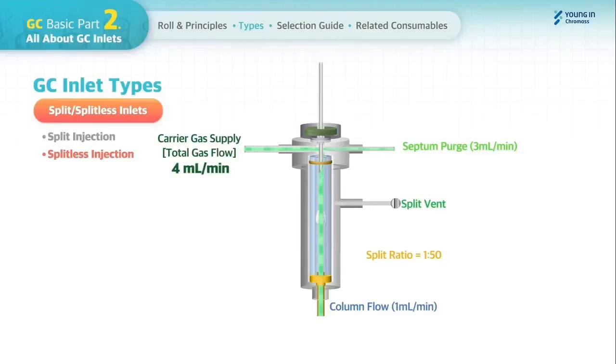After sample injection, the sample will remain for a while in the liner and then enter the column. Before the split on time, the split vent line is closed. Once the time reaches the split on time, the split vent line will be open and the total gas flow rate will be changed and split accordingly.